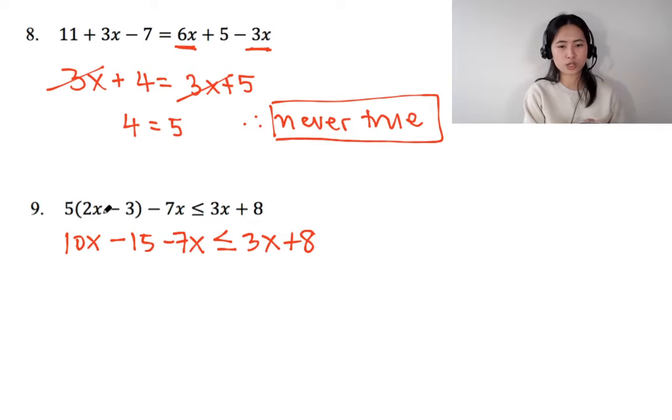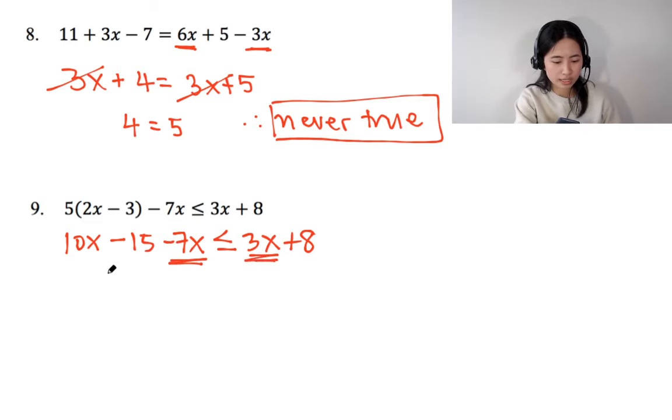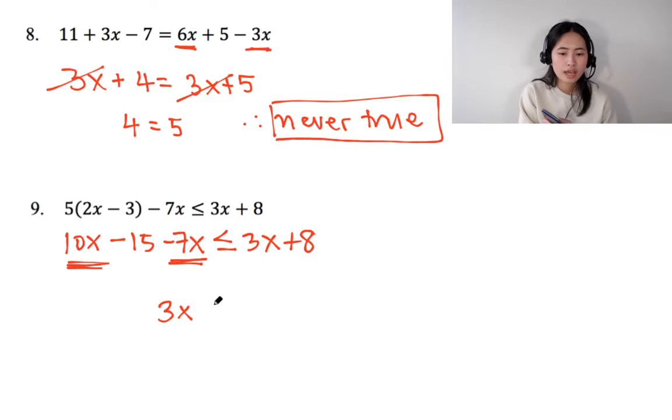And that's very similar to what we've been doing with equations, right? As you can see, we have like terms. We have negative 7x, we have 3x. We can deal with the 3x later on. And then we have 10x, so 10x minus 7x, that's equal to 3x. And you have negative 15, and you have 3x, and this is plus 8, right? You guys following?